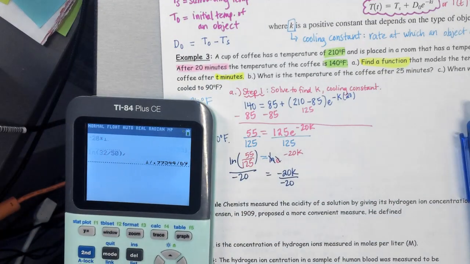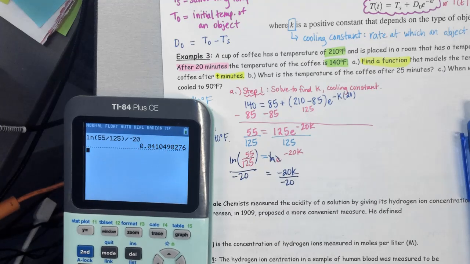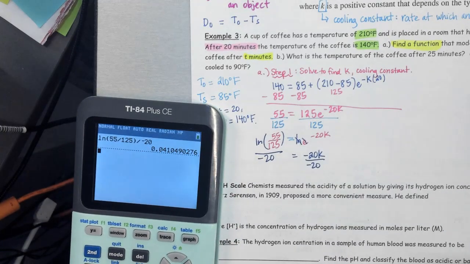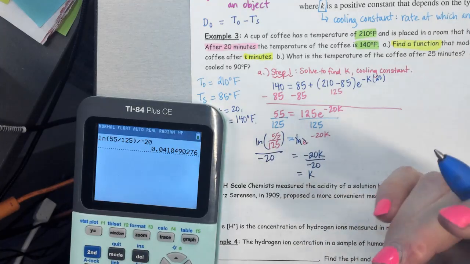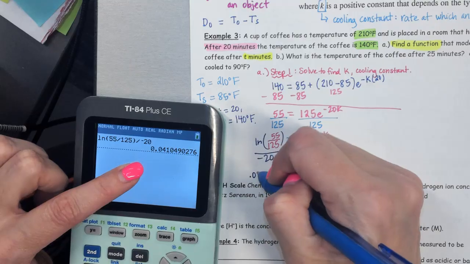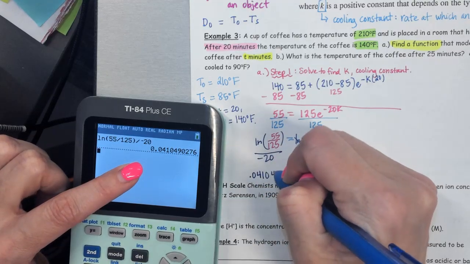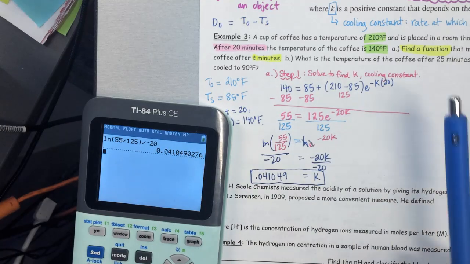So you should be calculating the natural log of 55 divided by 125, and that whole value will be divided by -20. If I'm doing significant figures here, that first 0 isn't going to matter. So it'll be 0.041049.